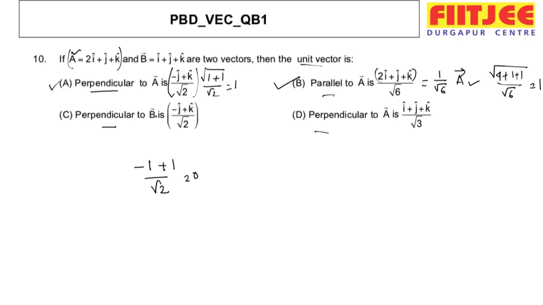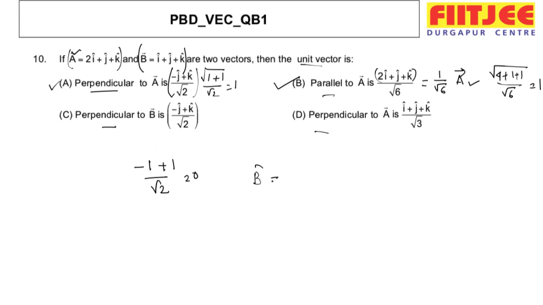Option C, perpendicular to B vector. Definitely the magnitude is 1, so it's a unit vector. Now whether it's perpendicular to B vector or not, I will make a dot product of B vector and this one. Now i, j, k, so it's minus 1 plus 1 by root 2, that is also 0. Definitely perpendicular. Have you got it?